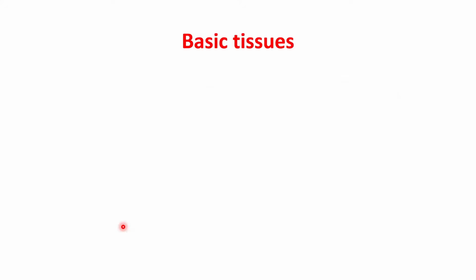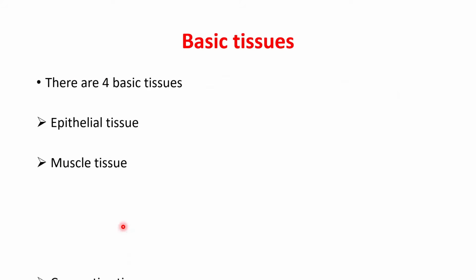So we'll go to basic tissues. We need to understand that there are just four of them. We have four basic tissues in basically all organisms. One of them is the epithelial tissue. The second one is muscle tissue. The third one is the connective tissue, and then the nervous tissue.